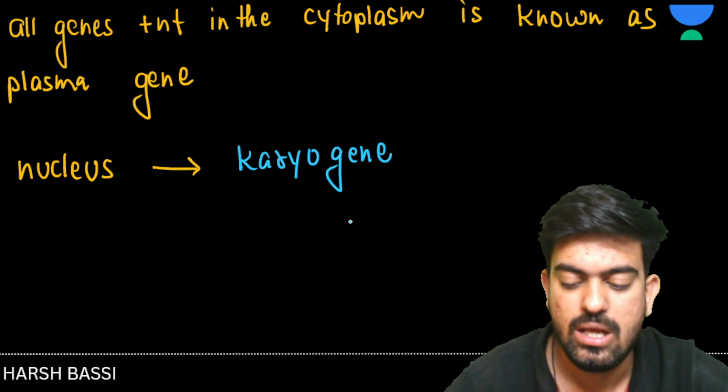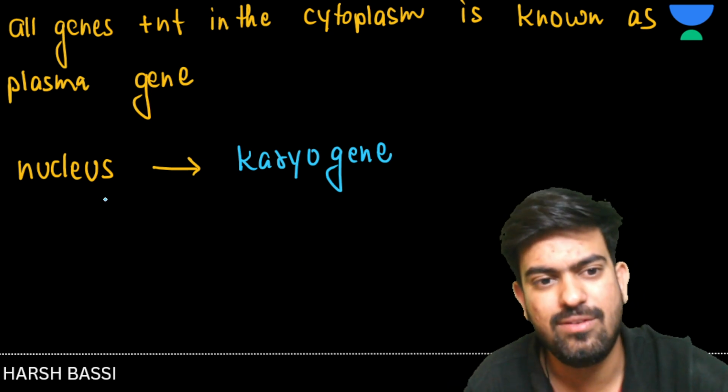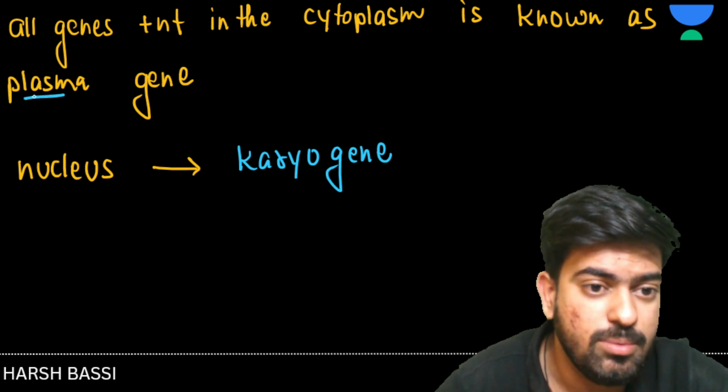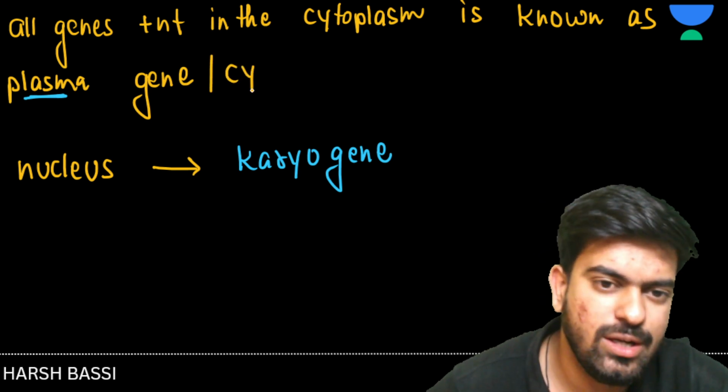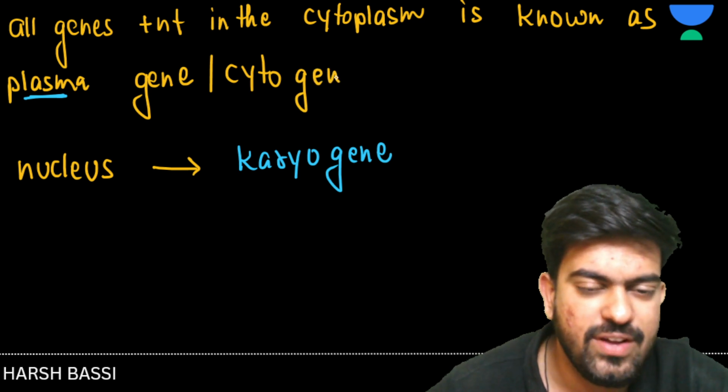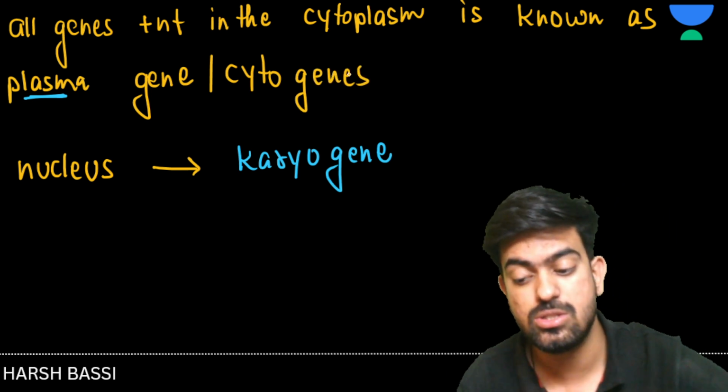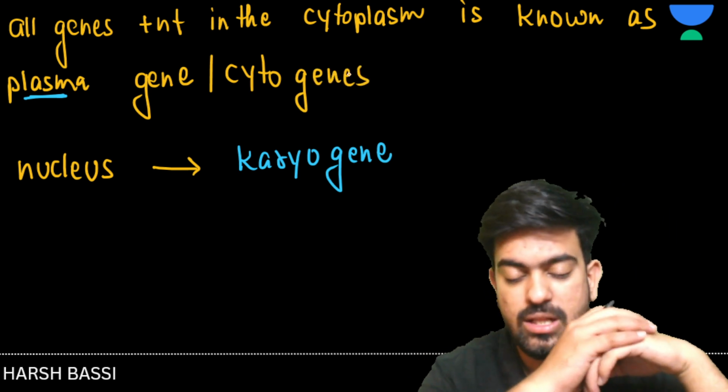Okay, great. Now, what are cytogenes? If I talk about the plasma gene, I can also give it one more name: cytogenes. Examples of cytogenes are mitochondrial genes or genes present in the plastids, etc.